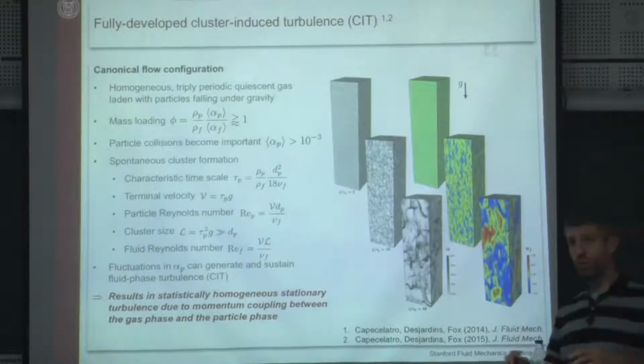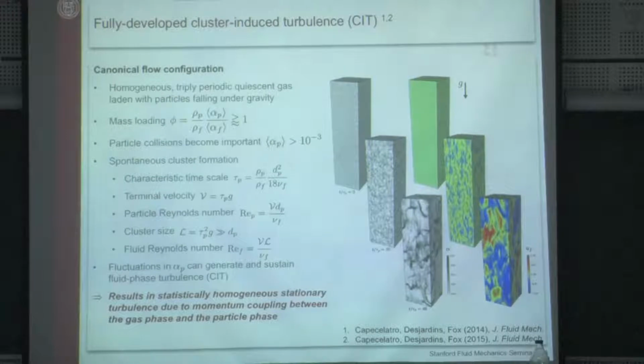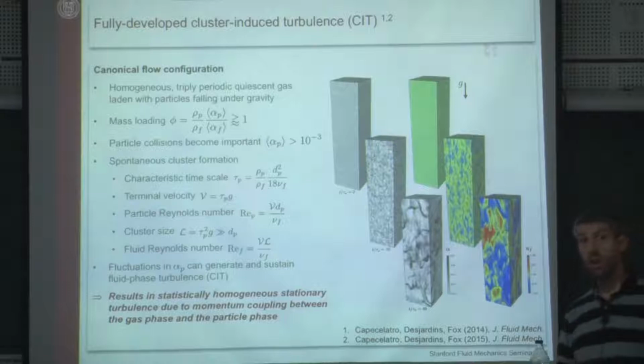Here's the configuration we're interested in. A box, triply periodic, with gravity. I should have made this gravity vector larger. So there is gravity here, okay? Pointing down, again, as it tends to do. We are distributing particles in this and letting them settle under gravity.